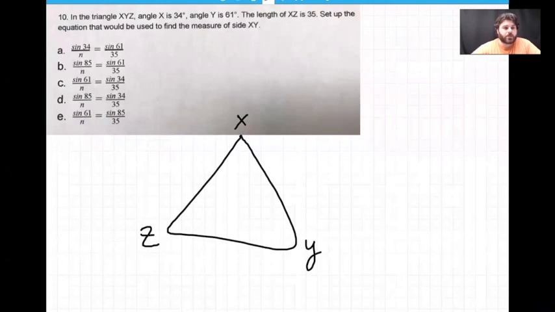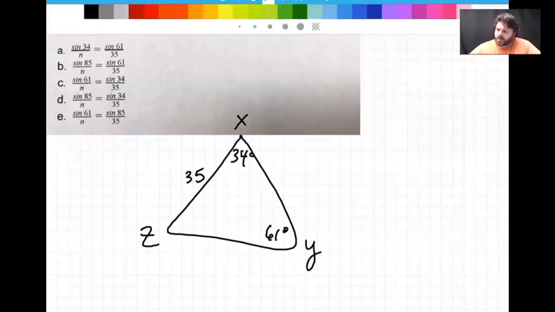So I draw a little picture, triangle XYZ. Angle X is 34 degrees, so 34 degrees. Angle Y is 61 degrees. And then it says the length of XZ is 35, so I'm going to mark that as 35 units. So what are we looking for here? The side length XY. So we're looking for this side here that I'm going to draw a nice bright pink. That's what we're looking for.